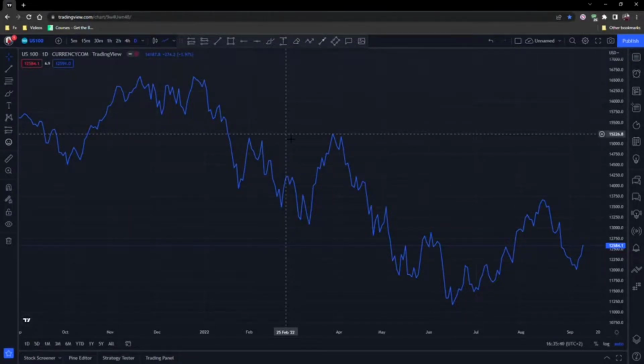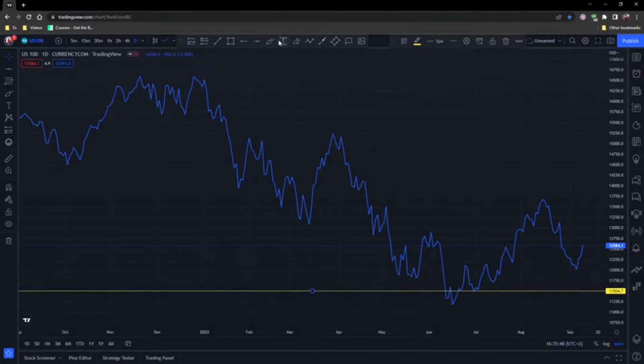Good day guys, welcome back to the weekly forecast, and now right here we are looking at US 100, and on US 100 we're gonna plot our low and we're gonna plot our high.